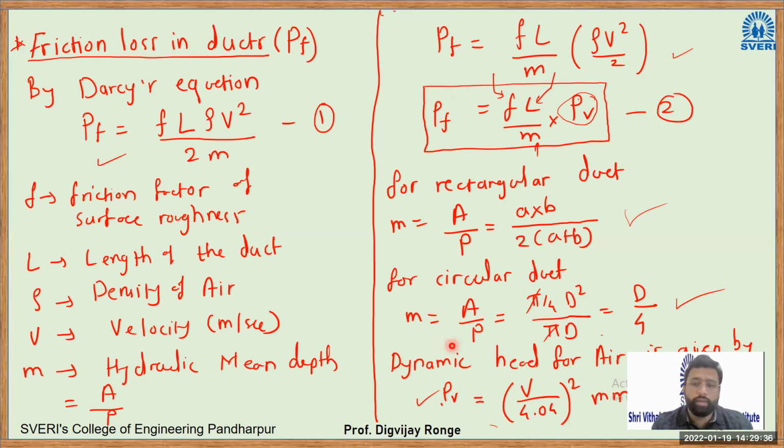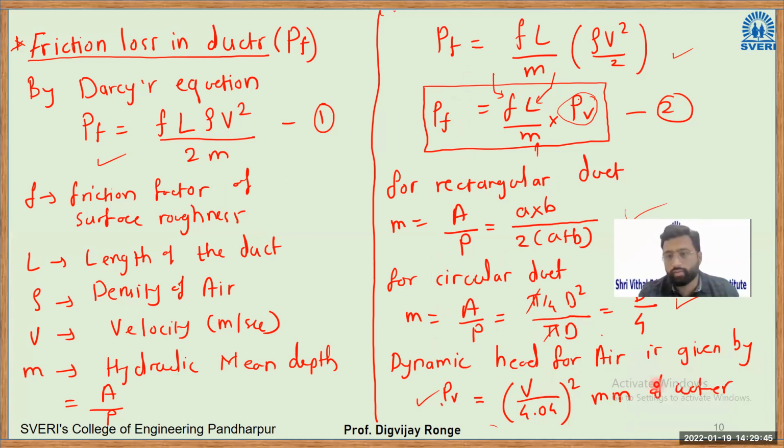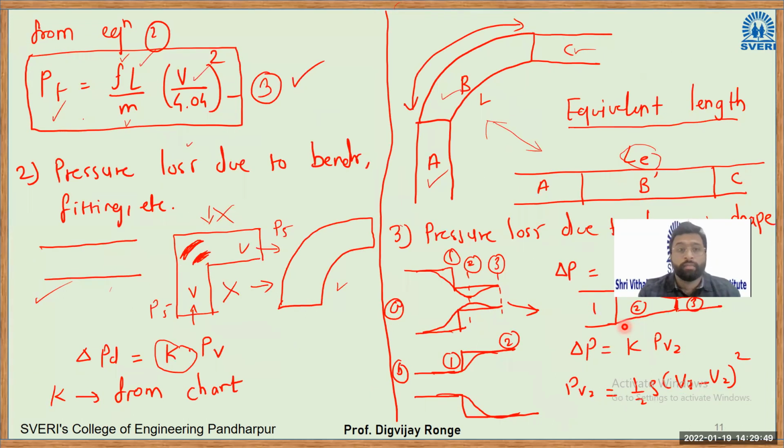Next, the dynamic head for air is given by V by 4.04 bracket square mm of water gauge. Mm of water gauge. So from equation number 2, we can write f L by m into bracket V by 4.04 bracket square. So this is in terms of mm of water gauge.